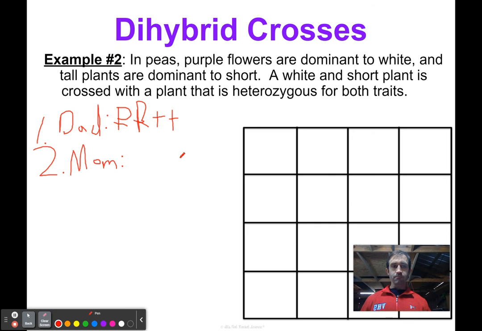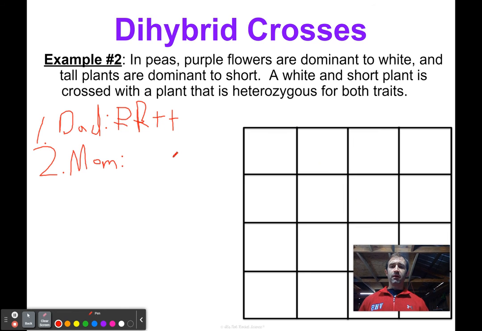Okay? Because that's a white short, okay? Because white is recessive to purple, and white is, and short, so it's short recessive. Get this, guys. Okay, here we go. You've got to keep your stuff together and keep it in order here.